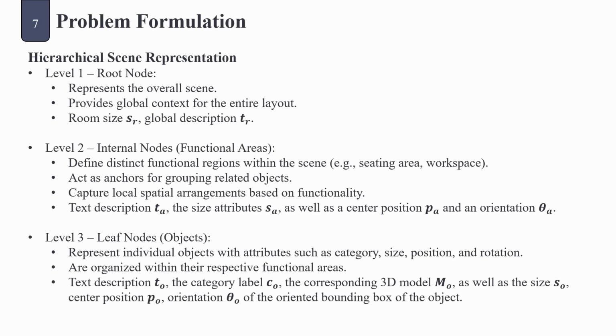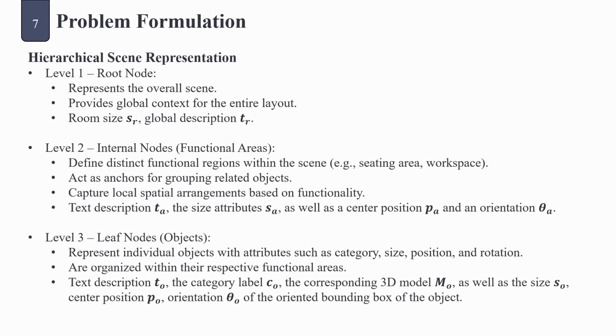The internal node represents a functional area within the scene, such as a sitting or workspace area, acting as an anchor for grouping related objects. Additionally, we can capture local spatial arrangement based on functionality by specifying a text description, the size attributes, as well as the center position and an orientation. This ensures that each functional area has clearly defined bounds, a descriptive label, and a consistent orientation.